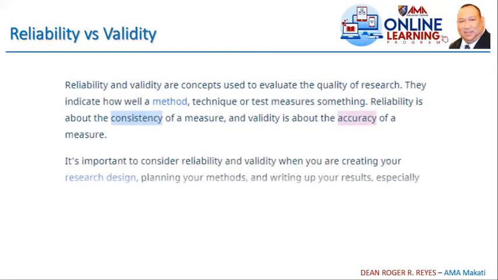Reliability and validity are concepts used to evaluate the quality of research. They indicate how well a method, technique, or test measures something. Reliability is about the consistency of a measure, and validity is about the accuracy of a measure. It is important to consider reliability and validity when you are creating your research design, planning your methods, and writing up your results, especially in quantitative research.